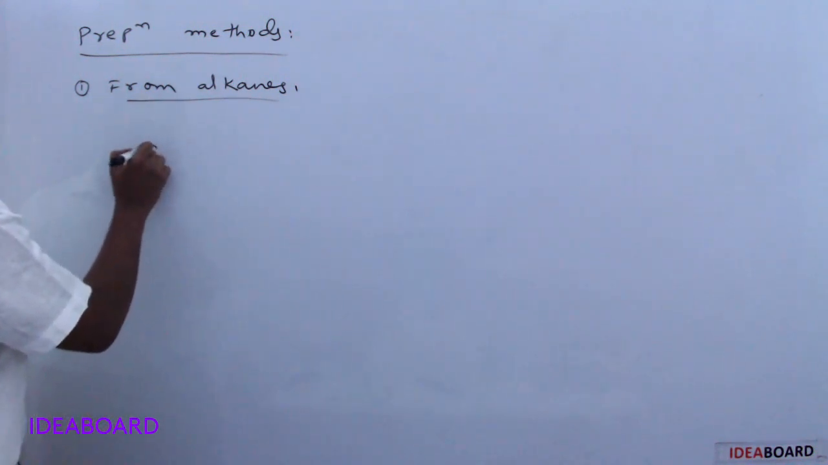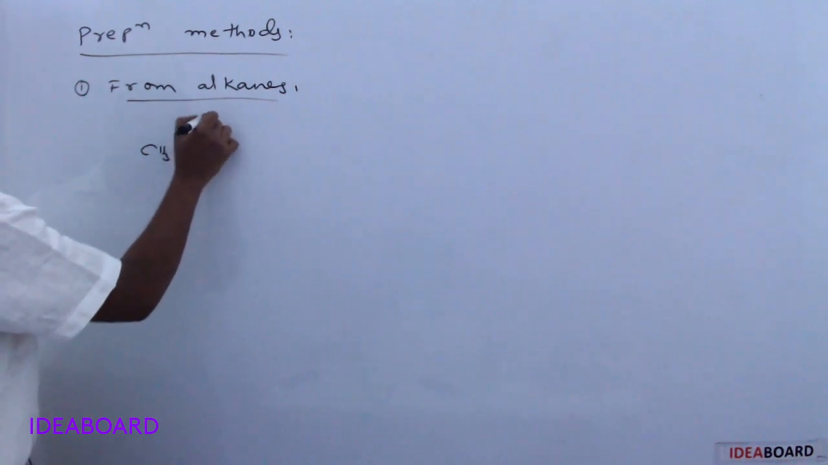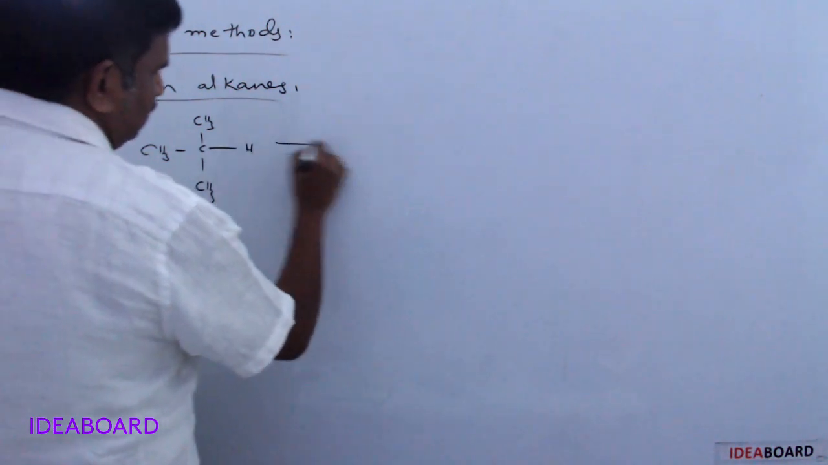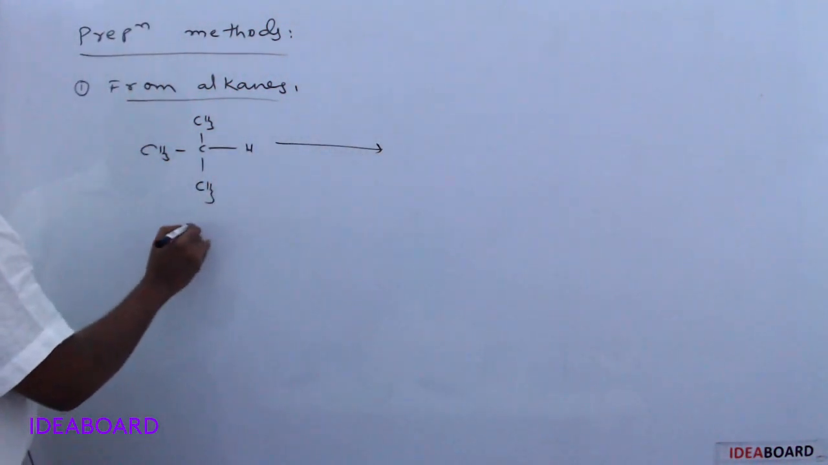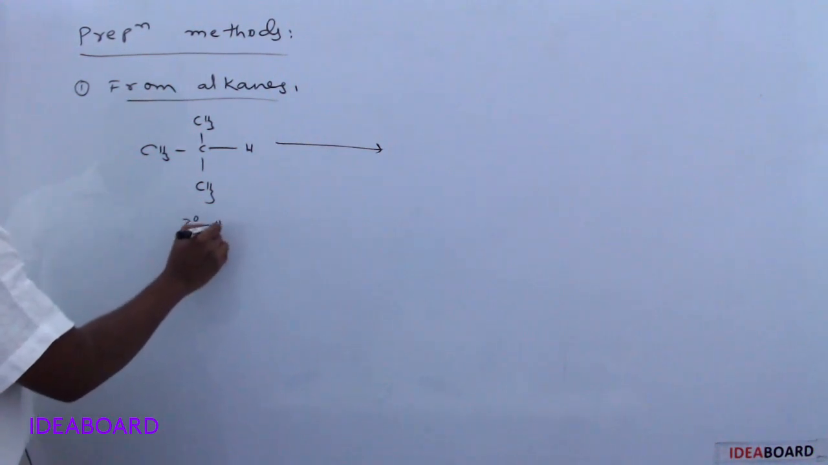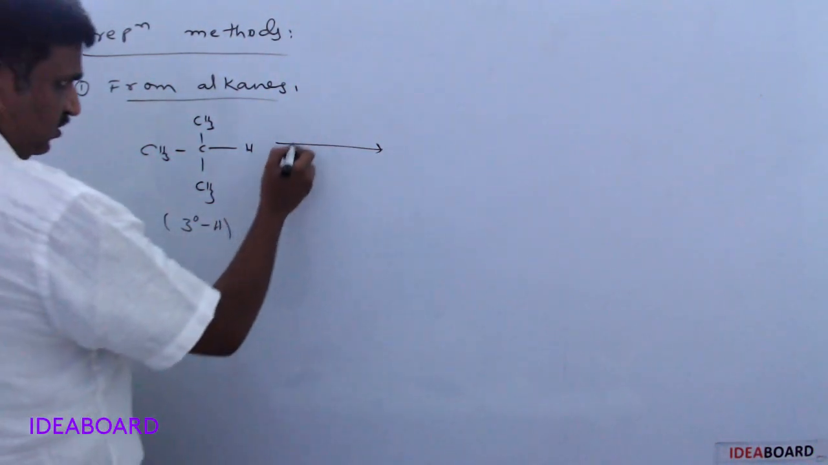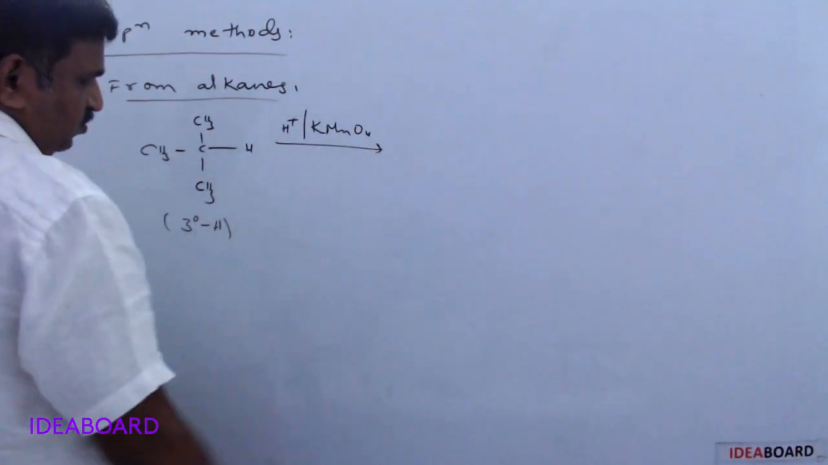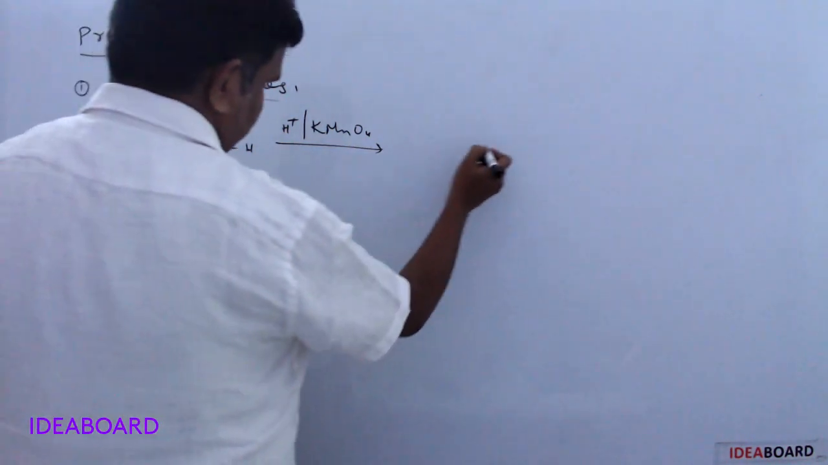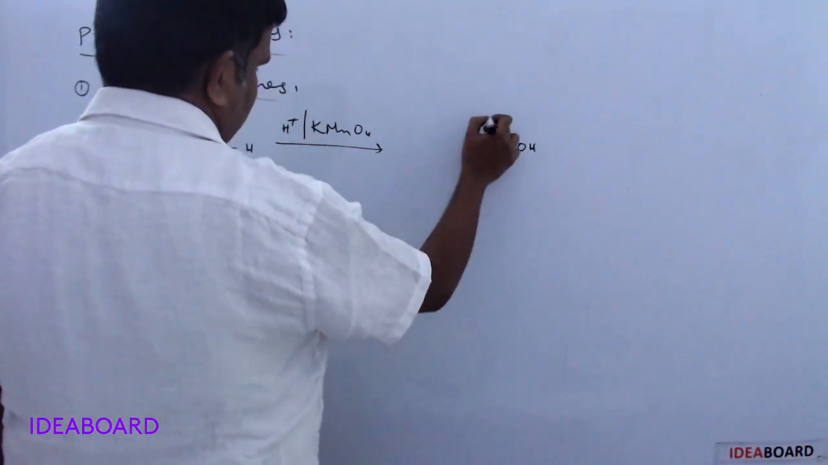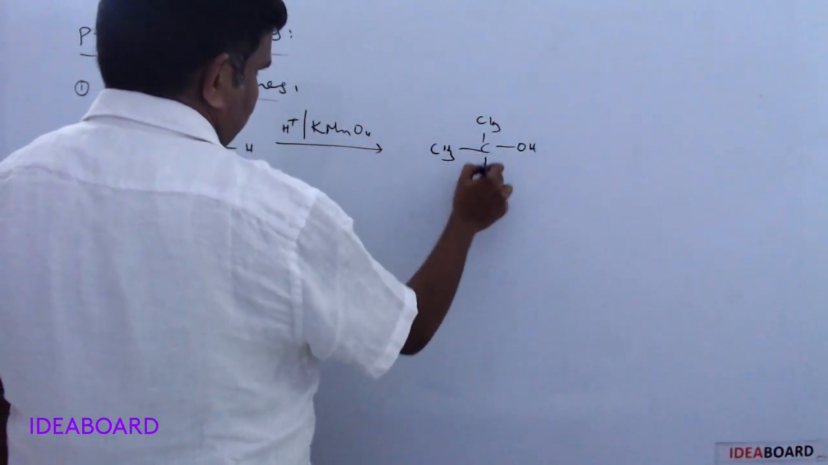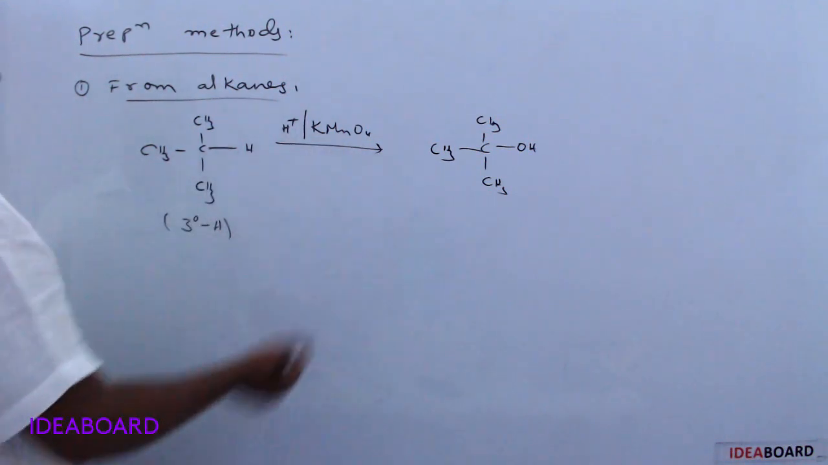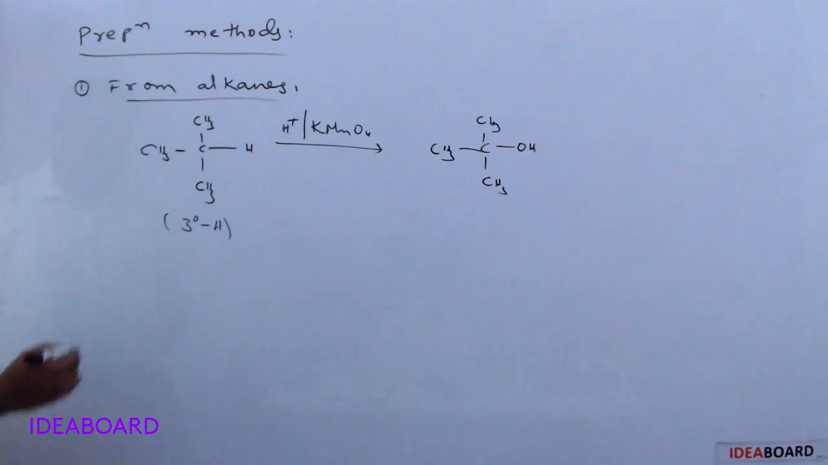Here, if you are taking CH3, C, CH3, CH3, and H, this is a tertiary hydrogen containing alkane, that is important. In the presence of KMnO4, potassium permanganate, it undergoes oxidation to give tertiary alcohol. This is only one method we have to prepare alcohols, that is from alkanes.